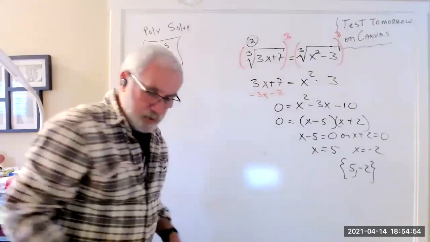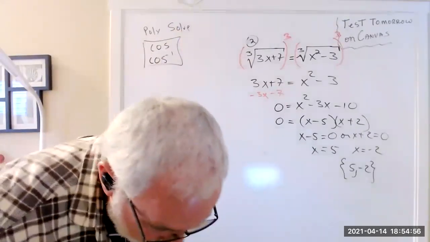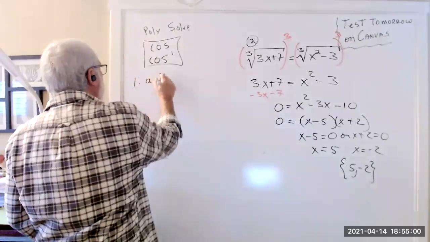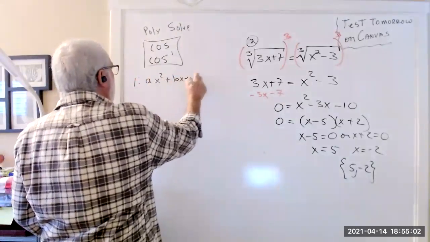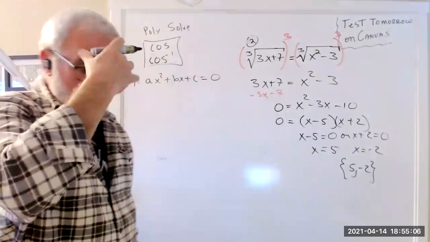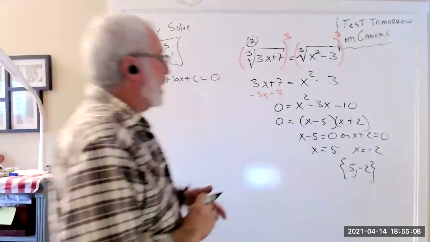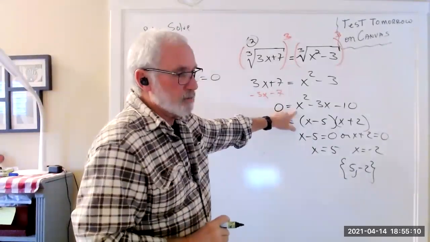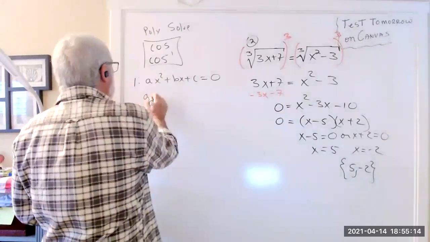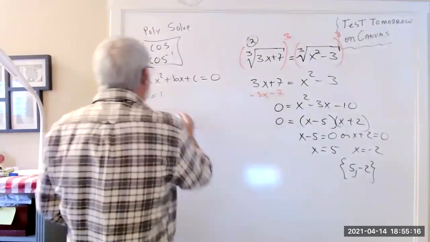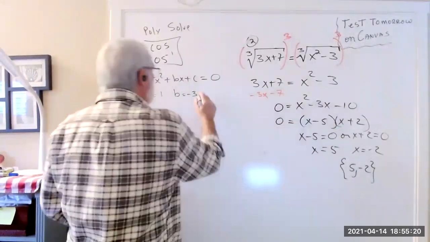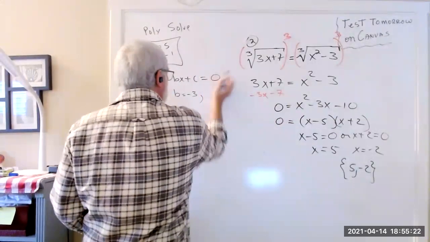And if you push that, okay, you see number 1 is ax squared plus bx plus c equals 0. Okay. So let's say I wanted to solve this problem. So in this problem, a equals 1, b equals -3, c equals -10.